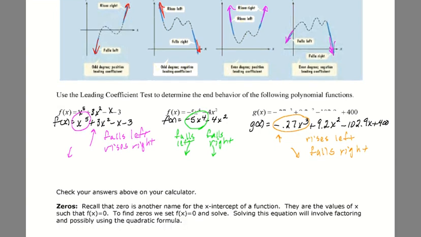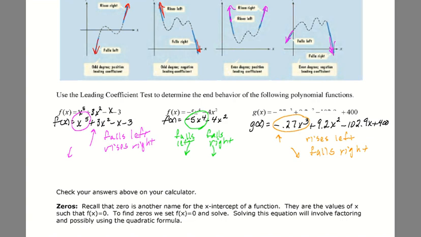What we could do is put these in our calculator and see if the ends of the graph, the picture that we would get on our calculator, would coincide with the decisions we made over here about falling and rising. I'll leave that up to you.